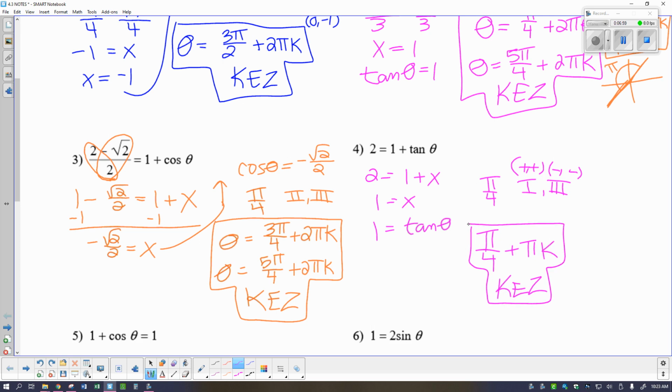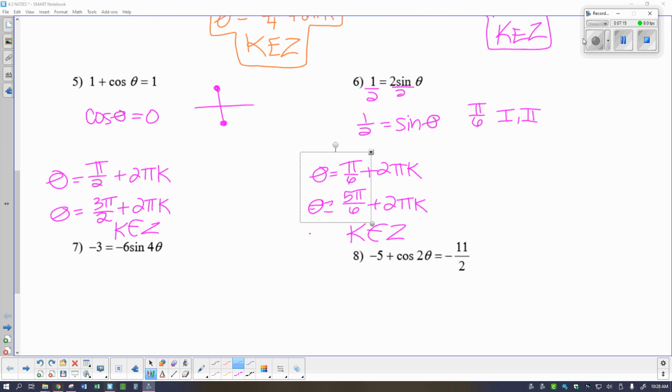Now, the other one that you might be able to do is up there and figuring out this would be the same answer here as well. So either one of those would work. All right, try number 5 and 6 and check your answers. All right, check those two out, see if those make sense.